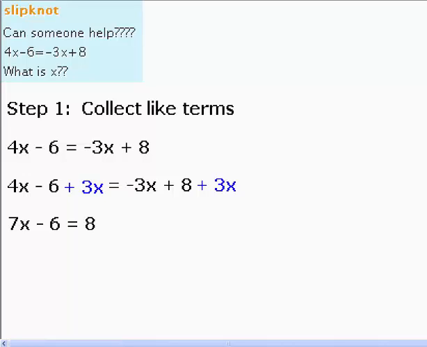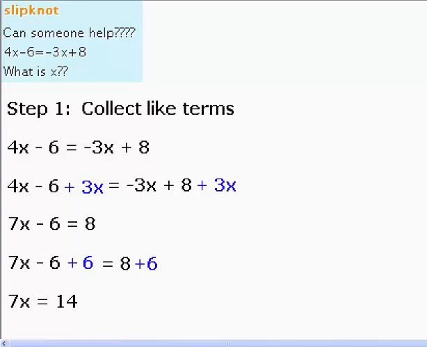Our goal is to bring all constants to the right-hand side of the equation, so we have to remove the negative 6 from the left-hand side of the equation, and we do that by adding 6 to both sides of the equation. After adding 6 to both sides of the equation, we find that 7x equals 14. Now we have to get rid of the 7 that is multiplying the x so that we can finally isolate x and define that variable.